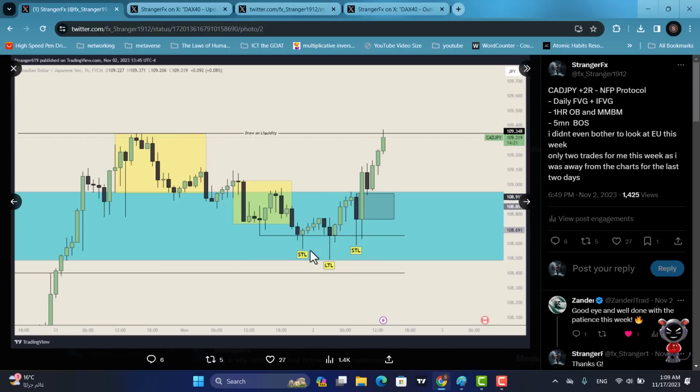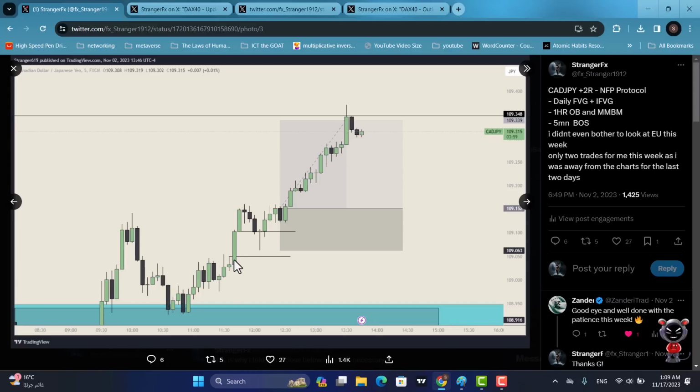We have a reversal, a market structure shift, right? We have this market maker X model, a buy model, to target this consolidation. And now we can expect higher prices. And this is the lower time frame. Let me just go here.